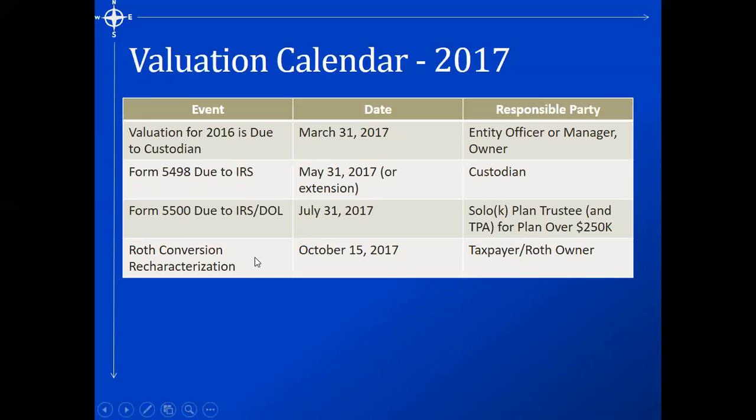And then October 15th is the hard deadline for recharacterizing Roth conversions that you've done during 2016. You can only do that by October 15 if you have paid your taxes on time and filed your return on time, even if it's gone on extension. That October 15 deadline doesn't depend on when you extended your income tax return to. That's the date on or before which you have to make a recharacterization and get a report to IRS.